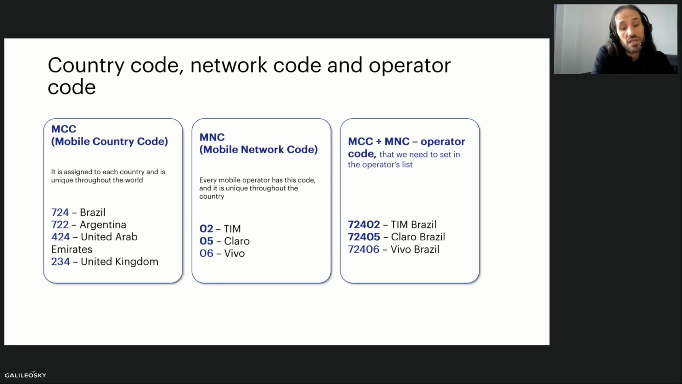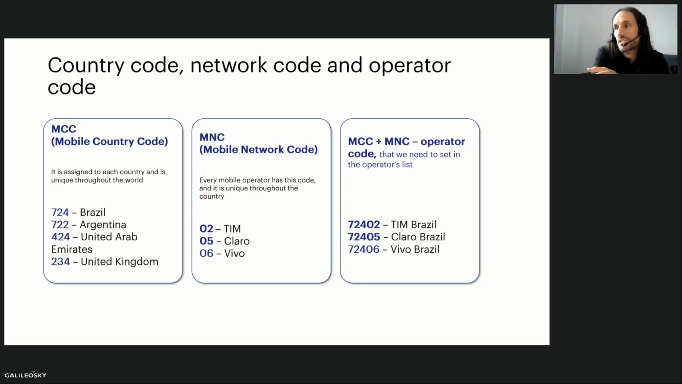Okay. Apart from that, you have a second code, which is the mobile network code, which identifies the provider. For example, talking about Brazil again, we have 02 for TIM, which is one of the providers, 05 for Claro, or 06 for Vivo, which are three different providers. When you join them together, you will get the operator code, as we call it. The operator code is formed by the country code and then the operator code or provider code.